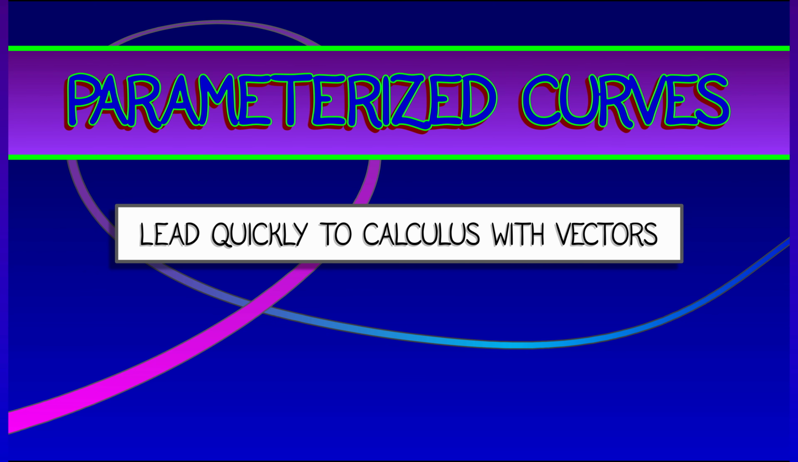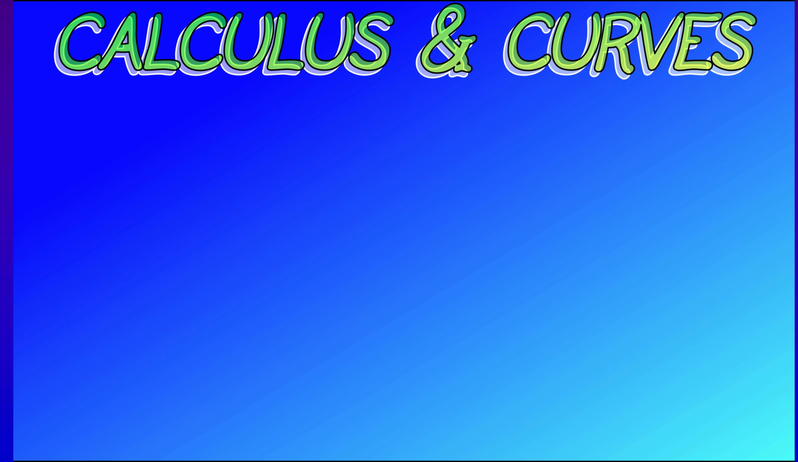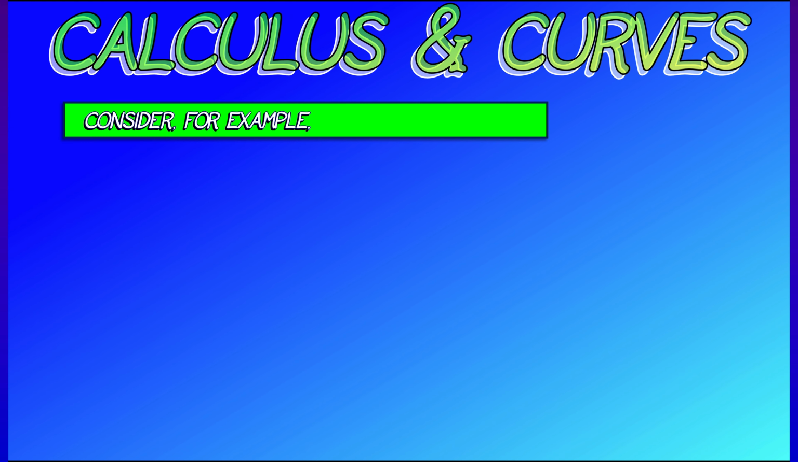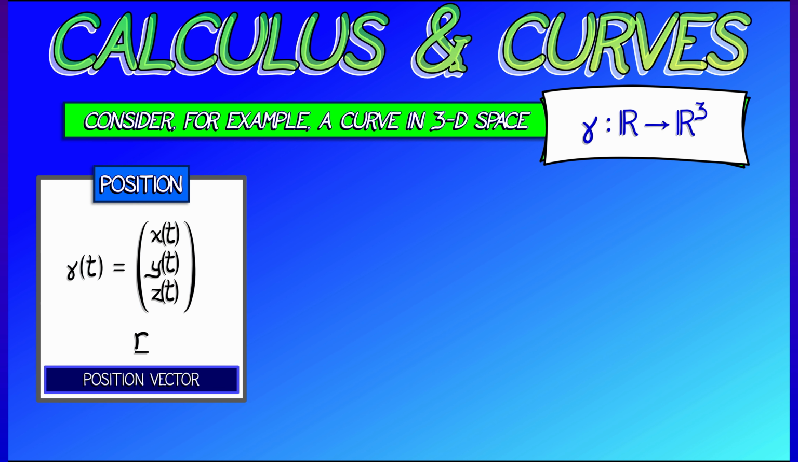Parametrized curves are going to get us very quickly to calculus with vectors by looking at derivatives of such curves and thinking in terms of rates of change. So let's say that we have a parametrized curve in three-dimensional space. Let me call it gamma, going from R to R3, where the input is time, and the outputs are the three coordinates, x of t, y of t, and z of t.